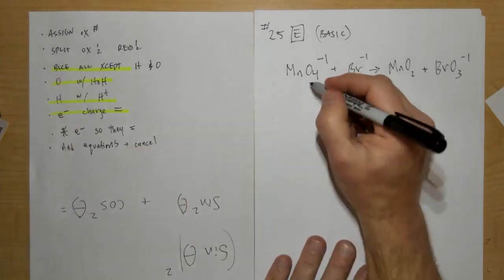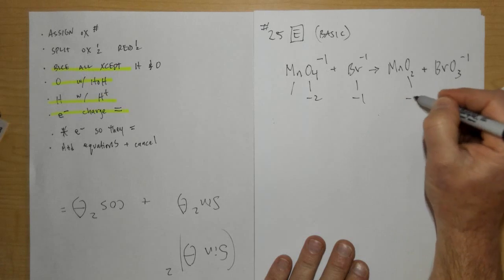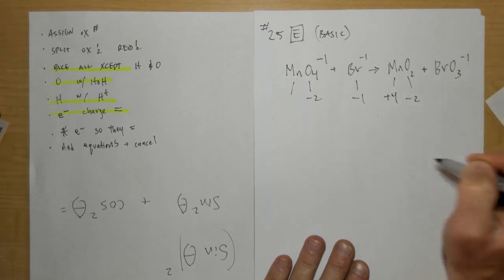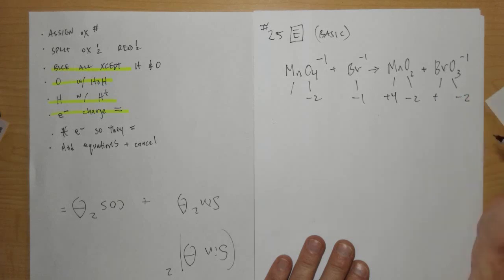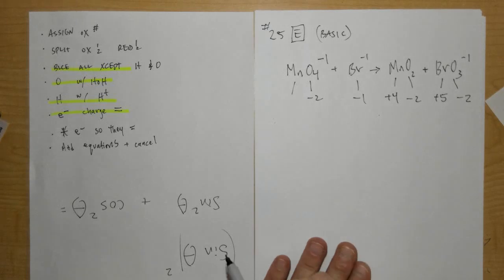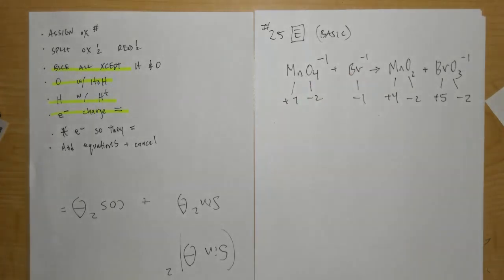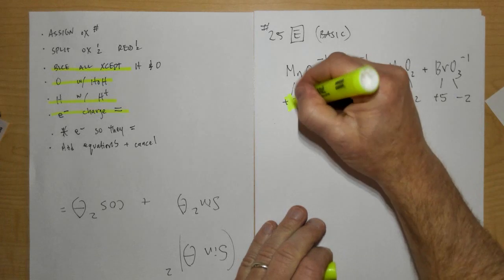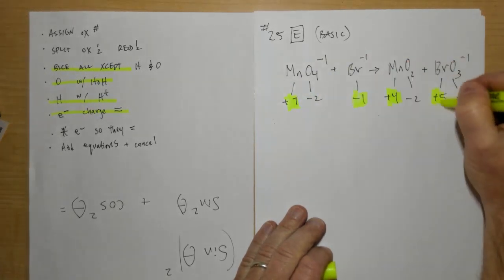Assign oxidation numbers. Oxygen -2. Bromine -1, oxygen -2, manganese over here is easy to figure out. This oxygen's -2, which means bromine here must be +5. This one's tough. What must that manganese be? Positive 7. All right, take your highlighter, highlight the manganese, highlight the manganese, highlight the bromine, and the bromine.